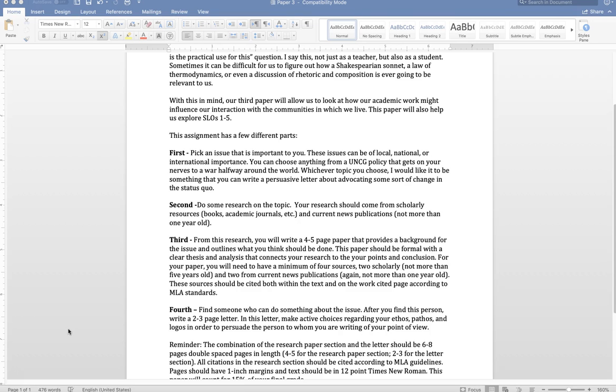So scholarly sources, 5 years, current news publications, 1 year. And the reason for that time differential is that scholarly sources sometimes take a long time to publish because they go through peer review. It's harder to get articles placed in journals. And so there's various reasons why there's lag time in scholarly sources versus current news publications.